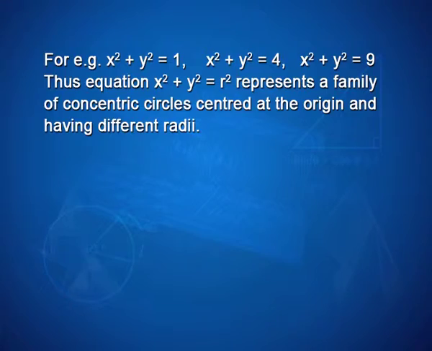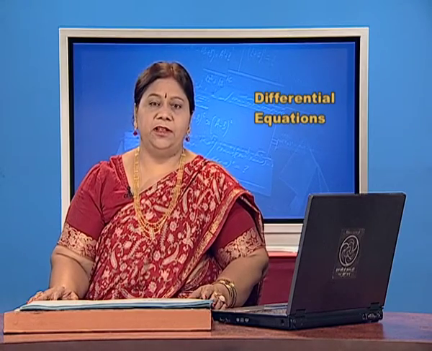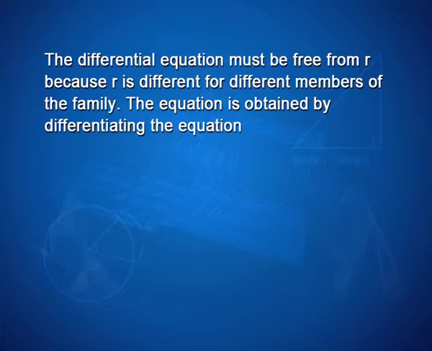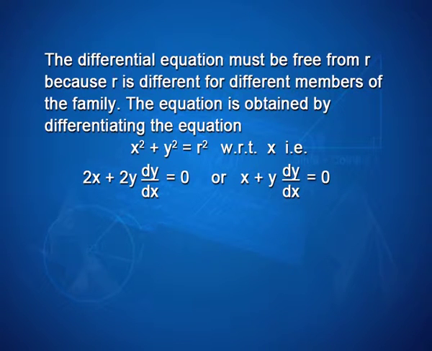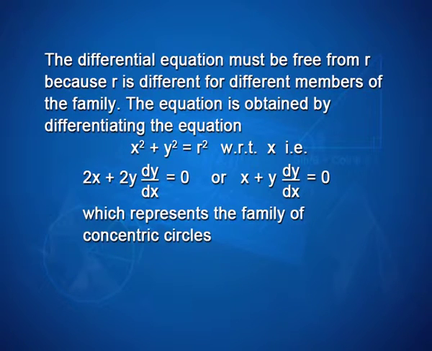We are interested in finding a differential equation that is satisfied by each member of the family. The differential equation must be free from r because r is different for different members of the family. The equation is obtained by differentiating x square plus y square is equal to r square with respect to x, that is 2x plus 2y into dy by dx is equal to 0, or x plus y into dy by dx is equal to 0, which represents the family of concentric circles.